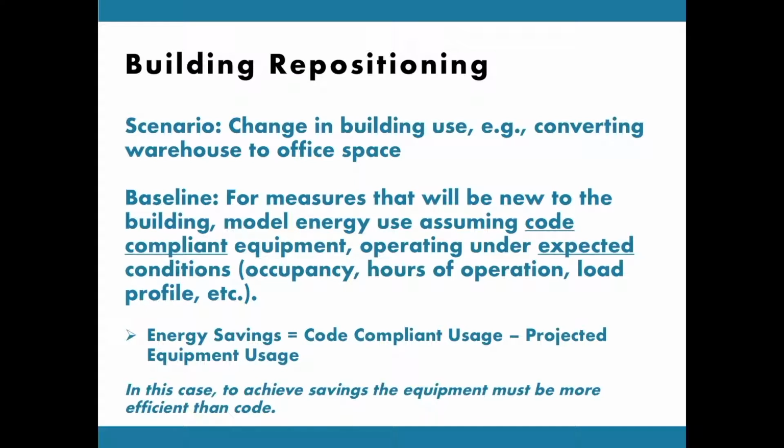So for your baseline scenario, you're going to model measures that are going to have to be new to the building. You're going to model those assuming that they are compliant with the current energy code. And you're going to model it operating under your expected conditions. Okay, so hours of operation, occupancy, the load profile, all of those independent variables will be under your expected conditions. What this really means is that your energy savings end up being the amount of savings that your equipment generates above the code compliance levels.